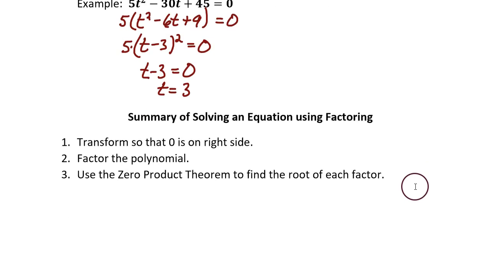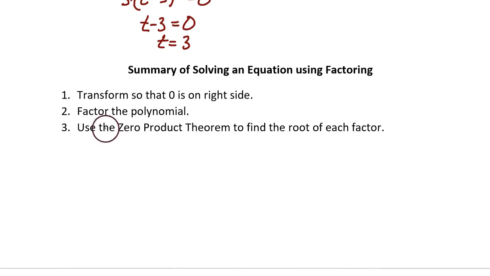Let's summarize what we did in those two examples. First step, transform so there's a 0 on the right side. Second step, factor the polynomial on the left side. And the third step, use the zero product theorem to find the root of each factor.